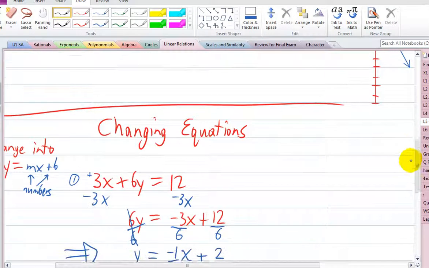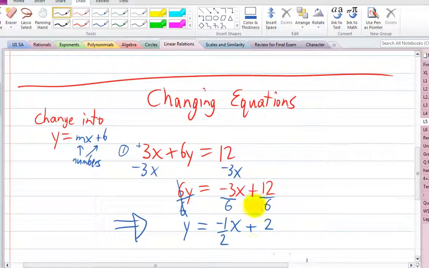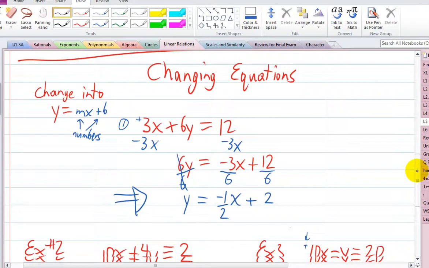Okay. Then we looked at changing equations. So the equation is 3x plus 6y equals 12. We call that general form, actually standard form. And we change it to y equals mx plus b. Okay, and here we have m and b are numbers. Okay, and those will tell us specific things when we graph in grade 10.